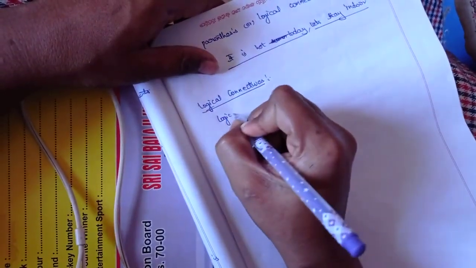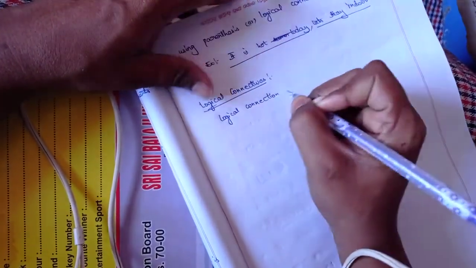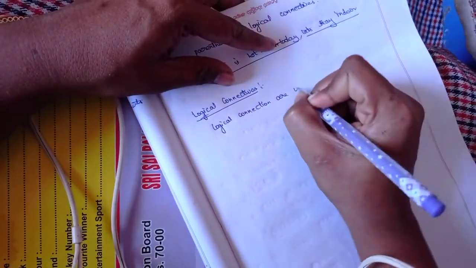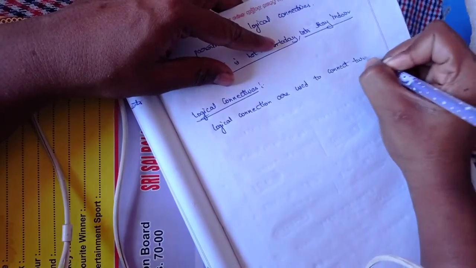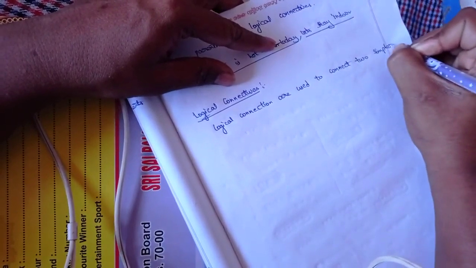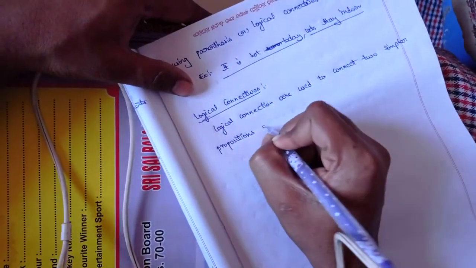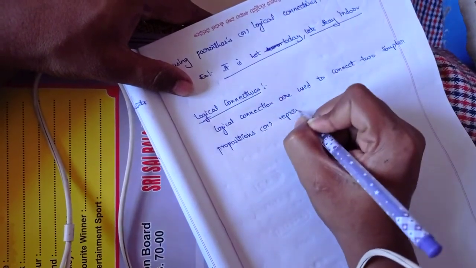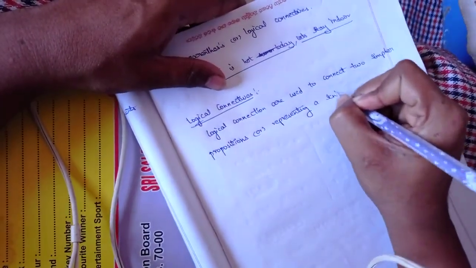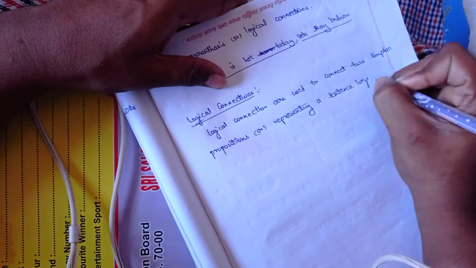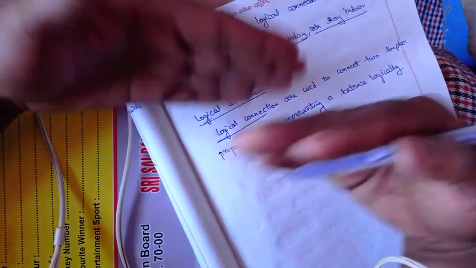Logical connectives. From the name itself we can say that it is directly connecting two statements. Connectives are used to connect simpler propositions or to represent a sentence logically. So we have to connect two single statements by the given parameters.